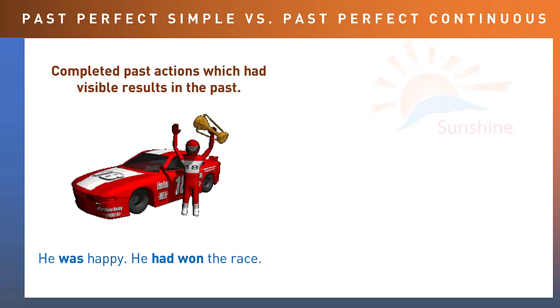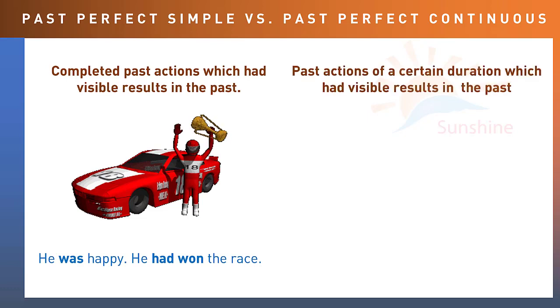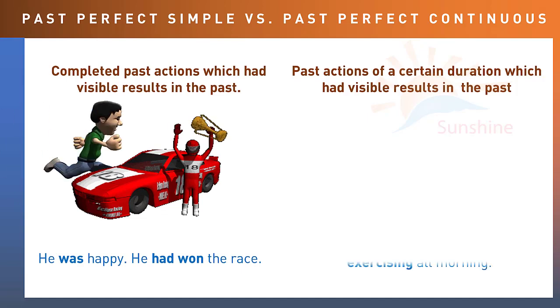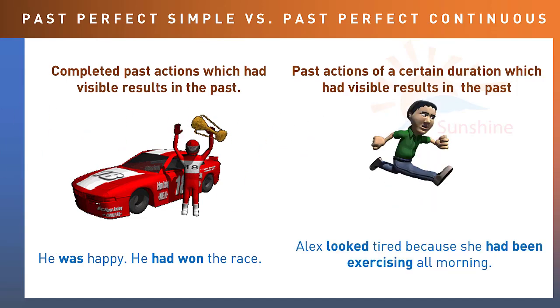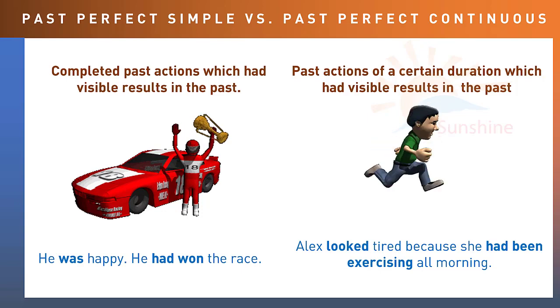Past perfect continuous is used to talk about past actions of a certain duration which had visible results in the past. For example, Alex looked tired because she had been exercising all morning.